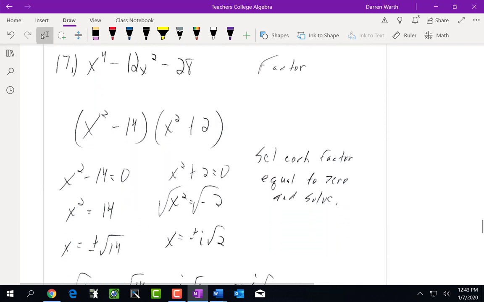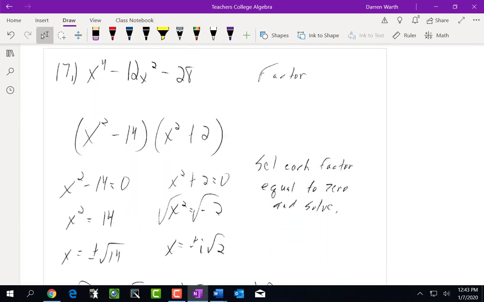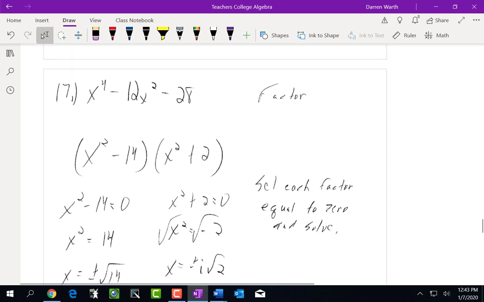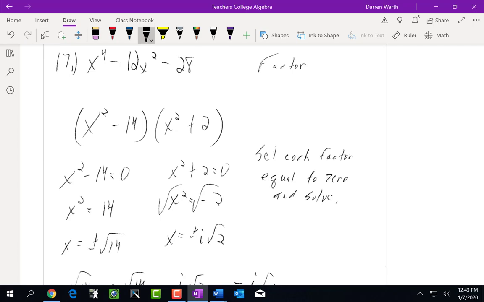Okay, on number 17, it says factor the polynomial, and then write the polynomial in completely factored form involving complex, non-real or imaginary numbers. So I've got to find the factors of 28 that add up to negative 12. The factors of 28 that add up to negative 12 are negative 14 and positive 2.